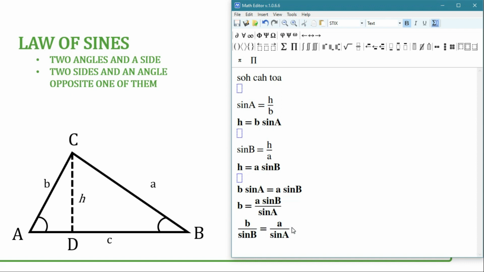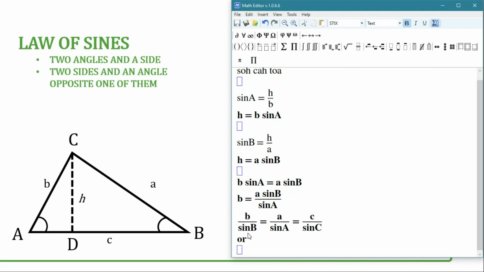We have a over sine of a equals c over sine of c, or we have b over sine of b equals c over sine of c. So we can definitely say that the law of sines tells us that b over sine of b equals a over sine of a equals c over sine of c. So ito po yung sinasabi ni law of sine. Or we can actually have its reciprocal. Since ratio naman ito, so pwede natin siyang pagbalik na rin.